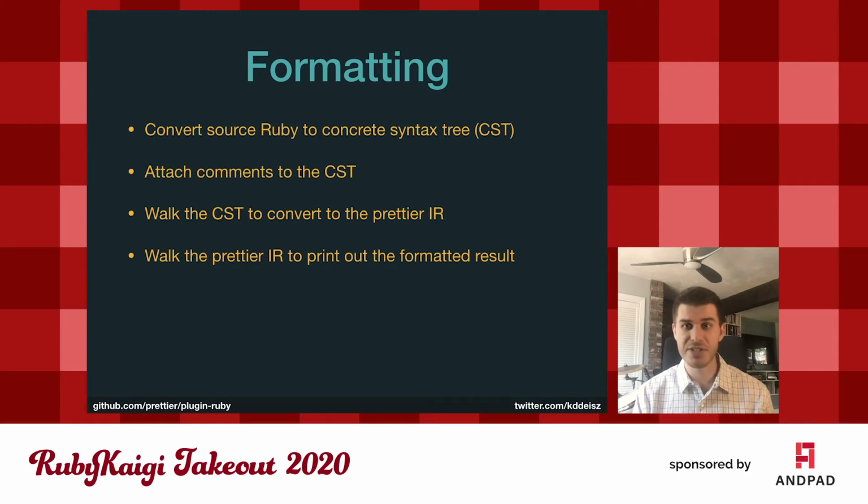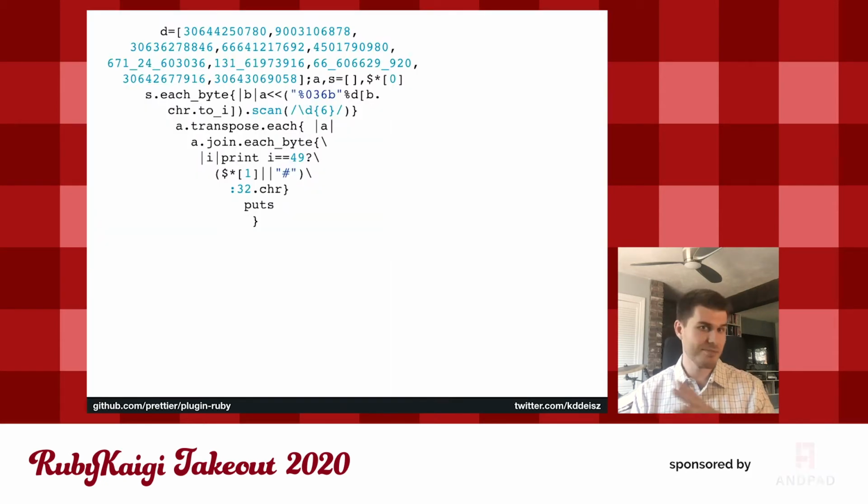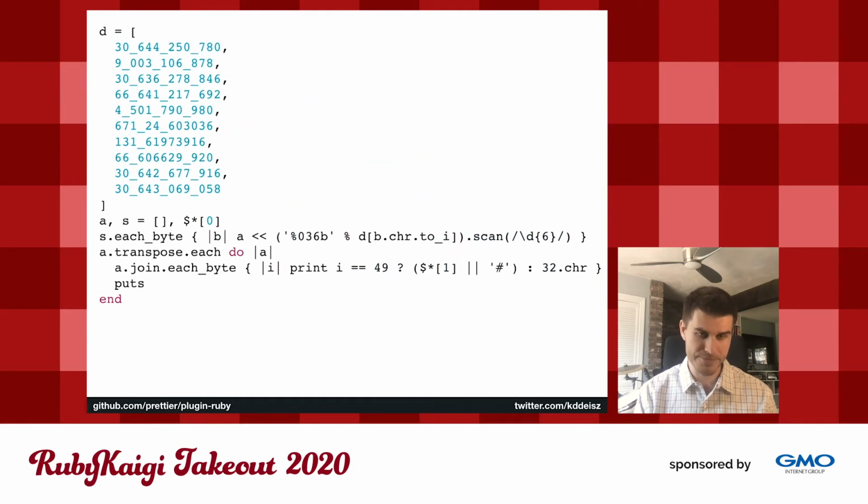So just to see it in action, this is poorly formatted or well formatted, depending on your perspective, Ruby code, which then passing through the Prettier package will give this output. So much more easily understandable and readable. So let's talk about what's happening here.